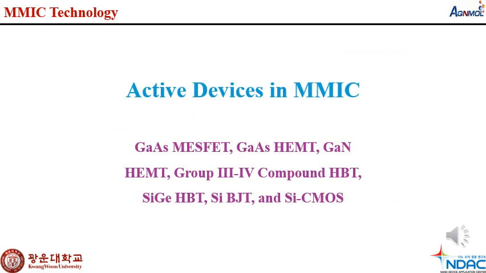In the MMIC technology, there are two kinds of devices, such as active devices and passive devices. In the active devices, I will discuss slide by slide gallium arsenide MOSFET and gallium arsenide HEMT, gallium nitride HEMT, group 3-5 compound HBT, silicon germanium HBT, silicon BJT, and silicon CMOS.